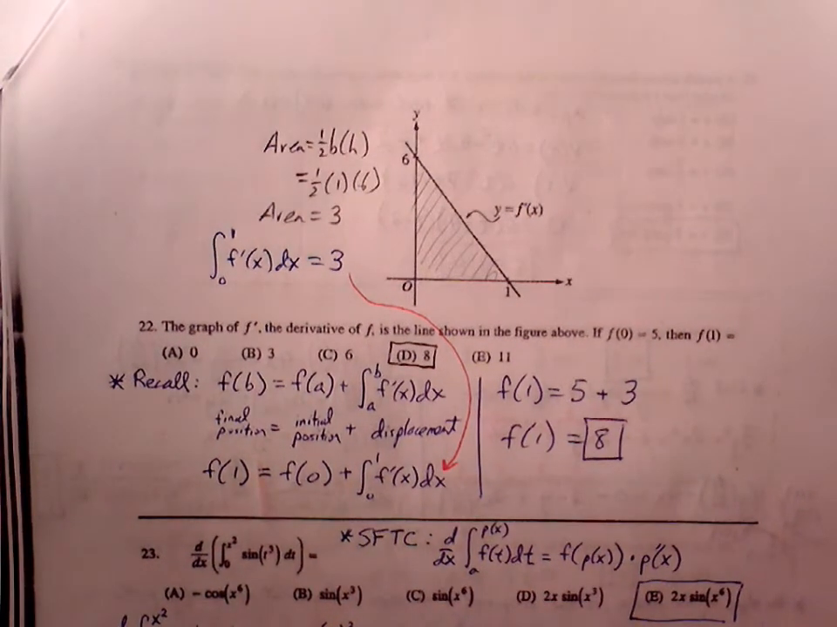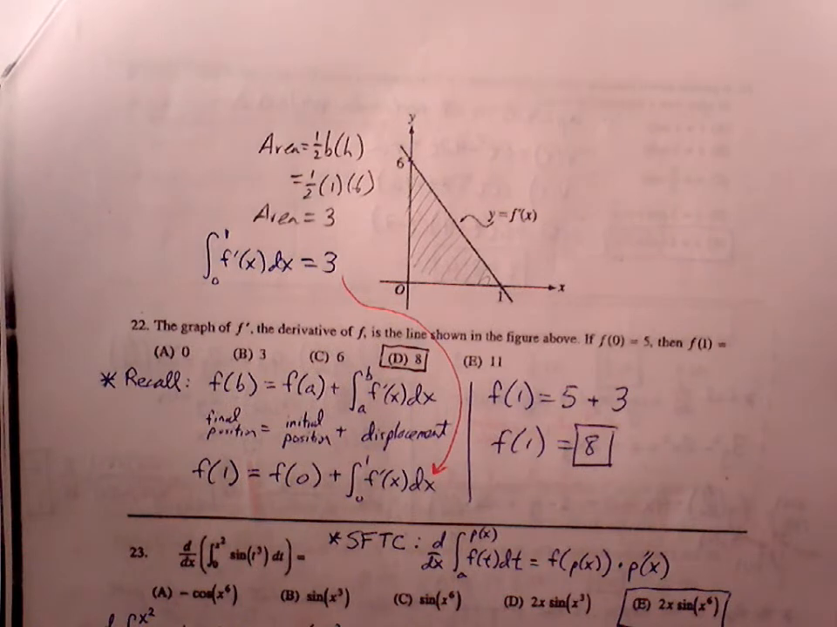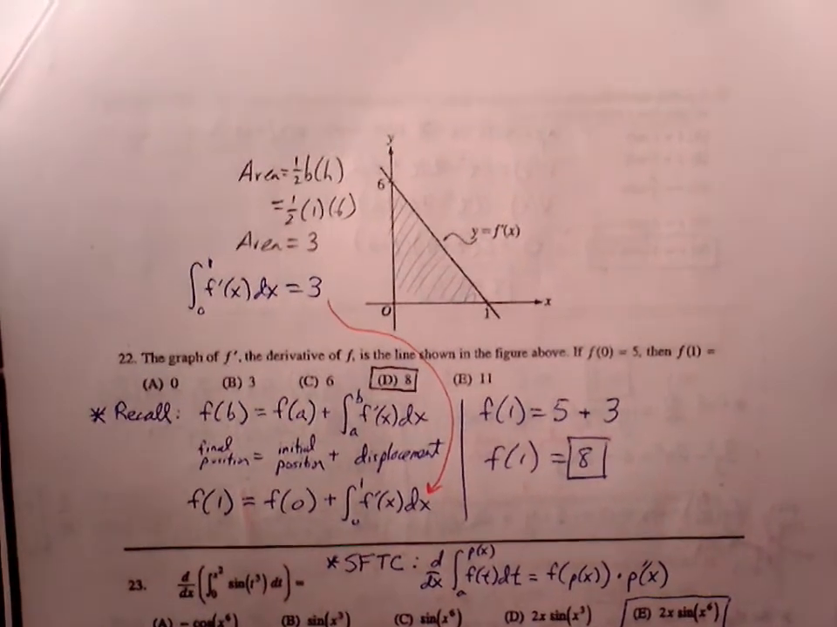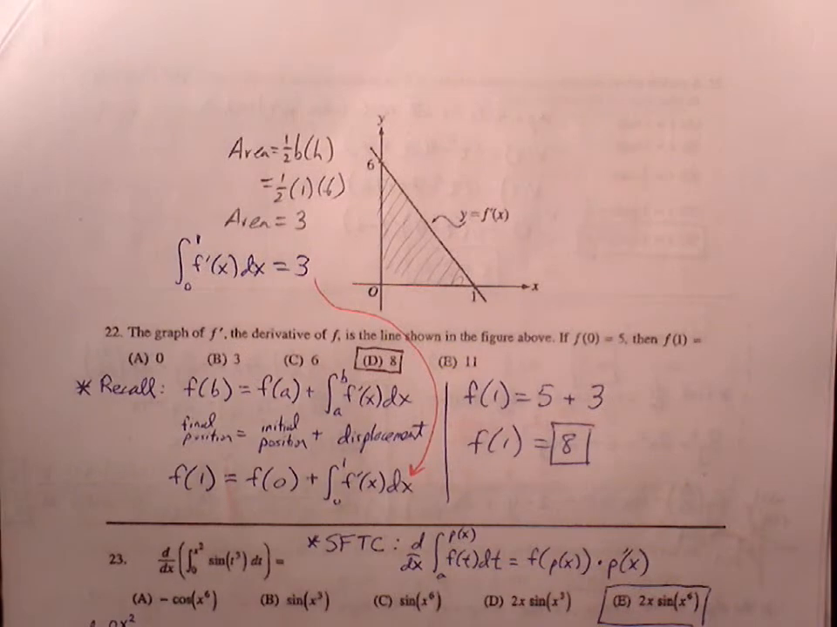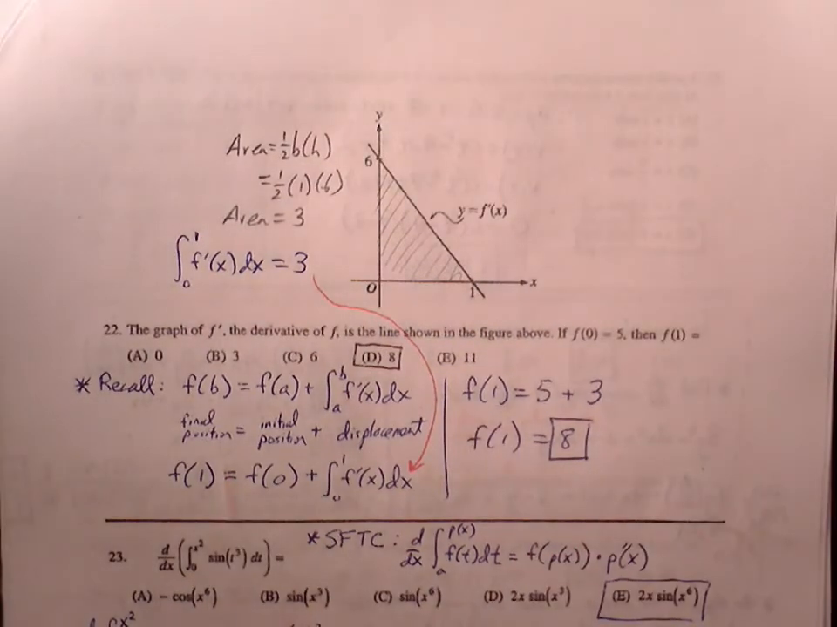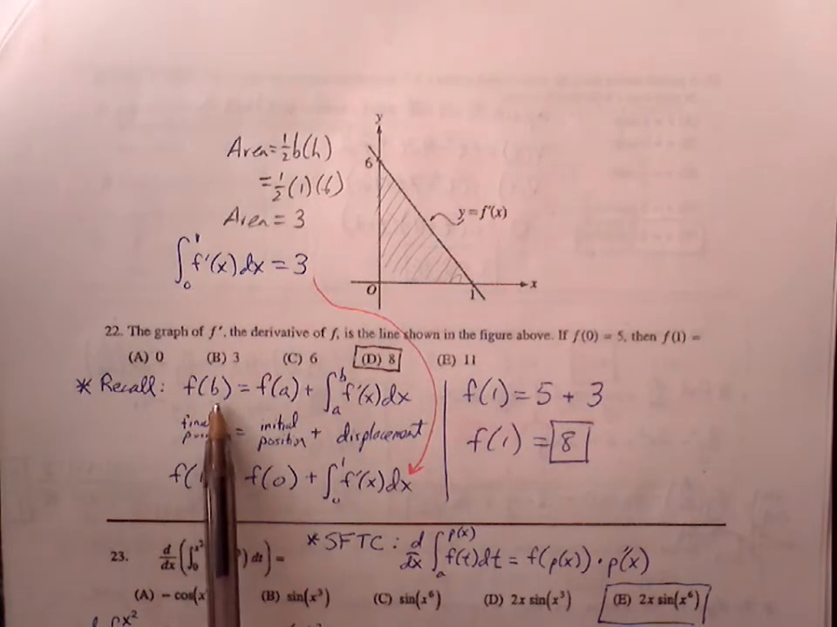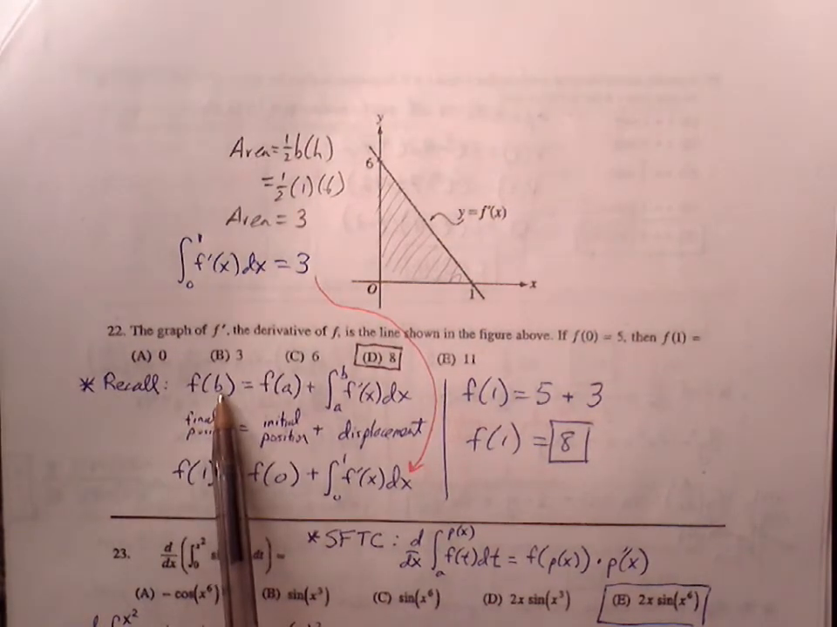Okay, let's look at number 22. The graph of f prime is shown. We have an ordered pair, f of 0. We're trying to find f of 1. So let's think back on something that we can use from the first fundamental theorem of calculus.